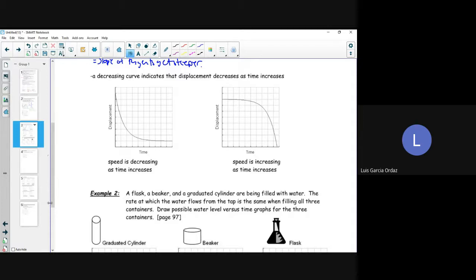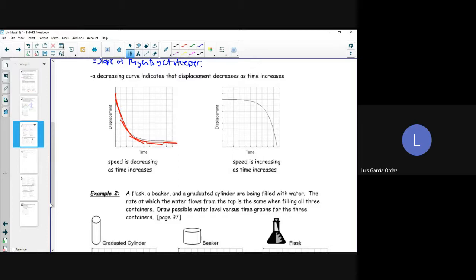And then it's the same idea when a decreasing curve indicates that displacement decreases as time increases. So here we have the speed is decreasing as time increases for the first example, which means that the slopes of the tangents are getting less steep, or are decreasing. Tangent, tangent, tangent, tangent, tangent. So at one point they will have an instantaneous rate of change of close to 0 or at 0.